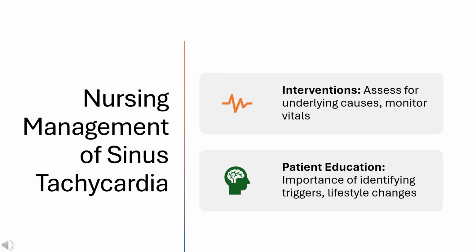Help patients identify common triggers for sinus tachycardia. These can include stress, caffeine, nicotine, alcohol, and certain medications. Teach them to avoid or minimize exposure to these triggers. For example, suggest reducing caffeine intake by switching to decaffeinated coffee or tea and avoiding energy drinks and other stimulants.